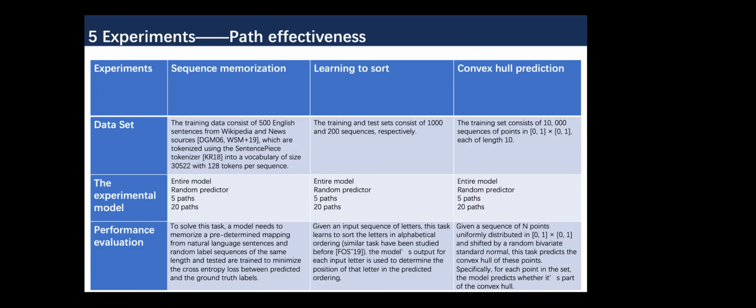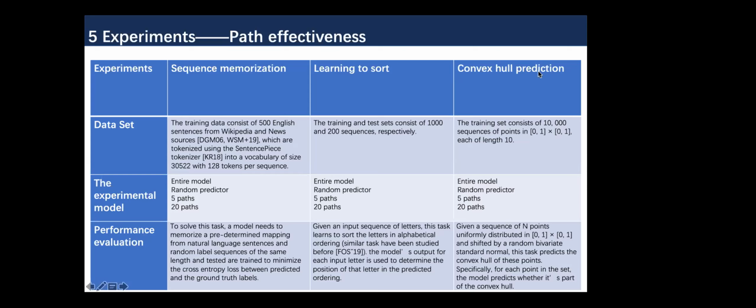And we also have the learning to sort task, which gives an input sequence of letters. This task learns to sort letters in alphabetical ordering, and the model's output for each input letter is used to determine the position of that letter in the predicted ordering.